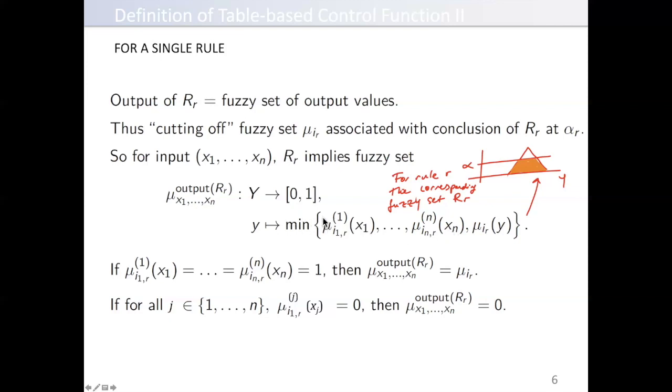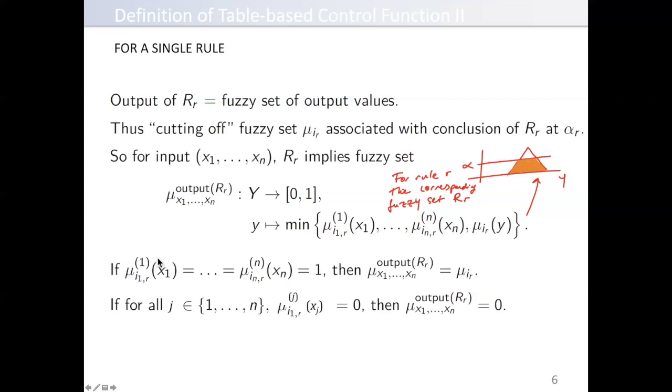And we are finding the minimum value. So for rule R, by using this minimum on the membership function for the output, we cut with alpha. So this is the corresponding fuzzy set for the output of the fuzzy rule R.